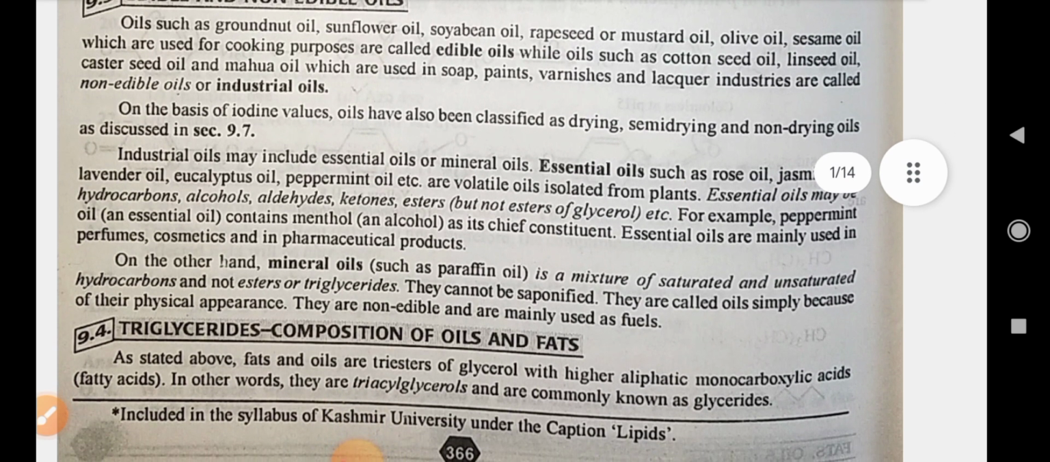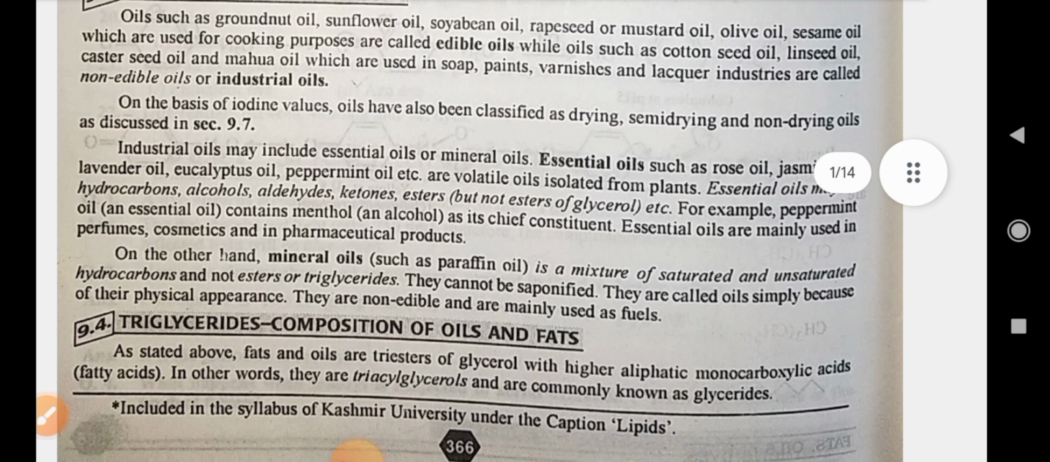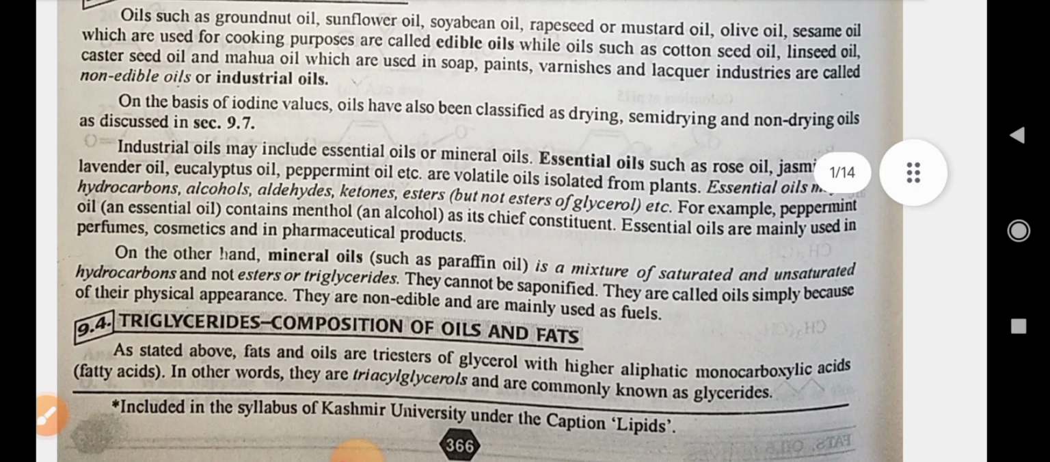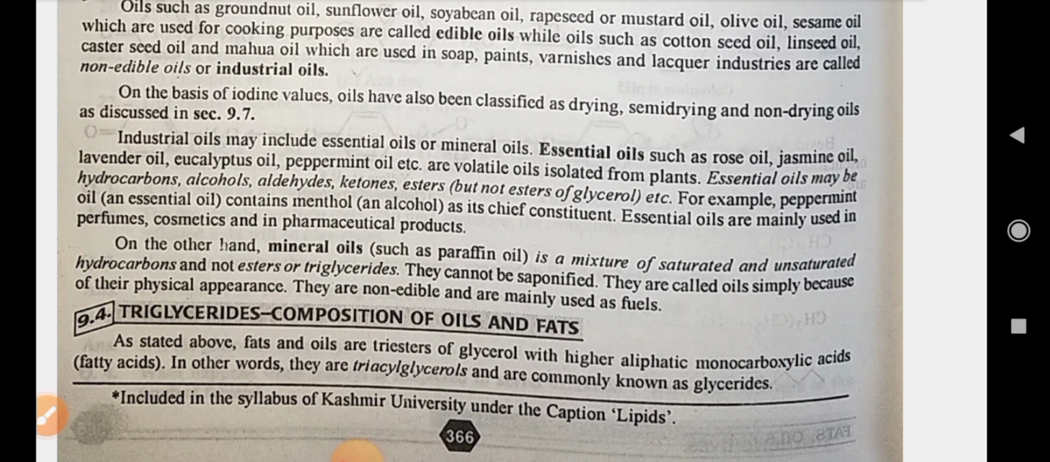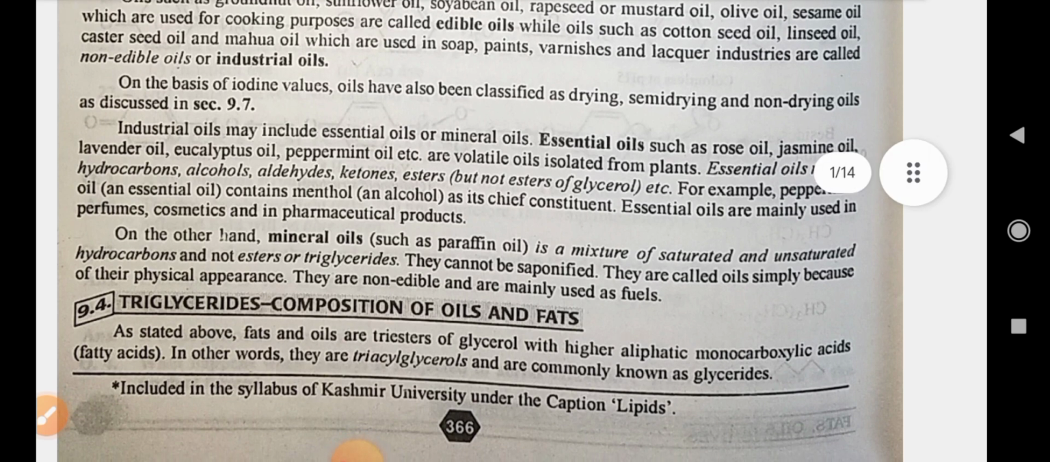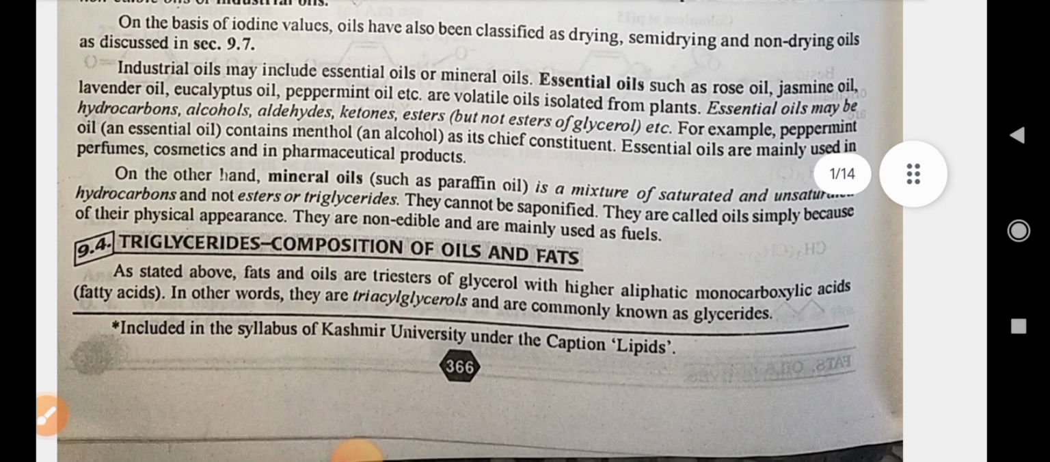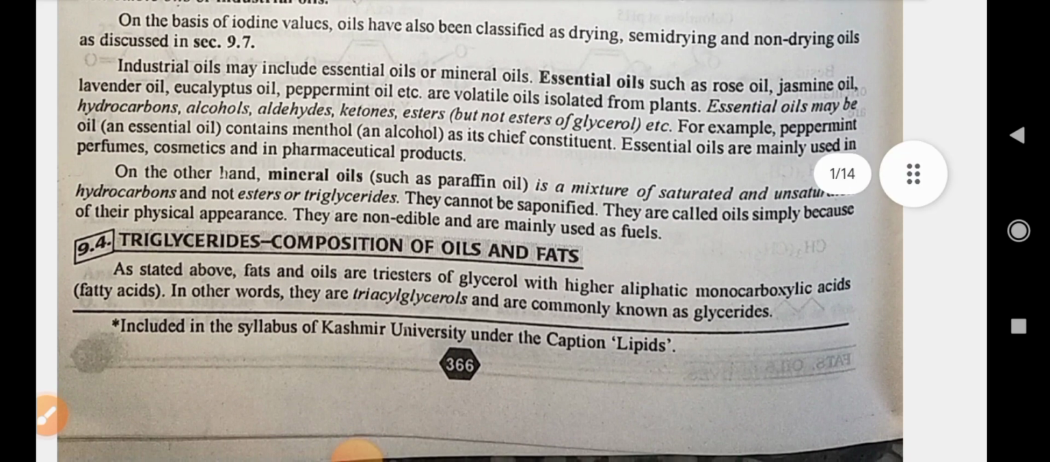Edible and non-edible oils. Oils such as groundnut oil, sunflower oil, soybean oil, rapeseed or mustard oil, olive oil, sesame oil, which are used for cooking purposes, are called edible oils. While oils such as cotton seed oil, linseed oil, castor seed oil, or mahua oil, which are used in soap, paints, varnishes, and lacquer industries, are called non-edible oils or industrial oils. On the basis of iodine values, oils have also been classified as drying, semi-drying, and non-drying oils, as discussed in section 9.7. Industrial oils may include essential oils or mineral oils.